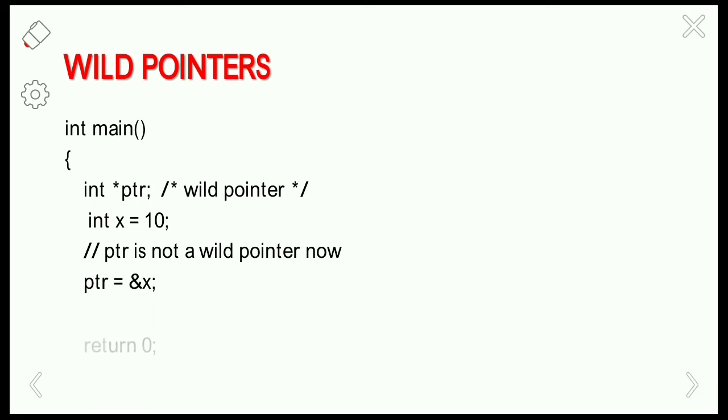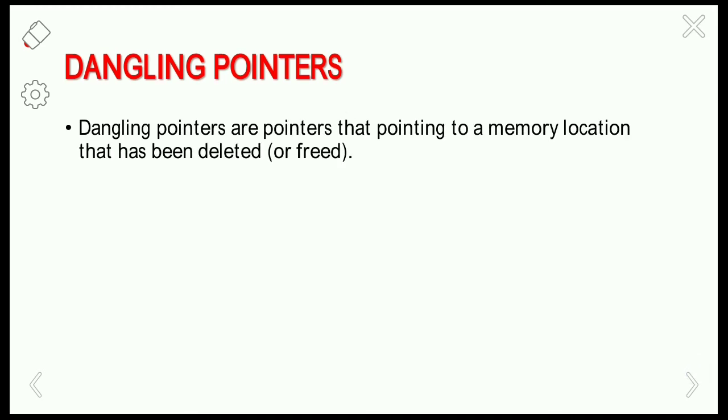So the next one is dangling pointers. In the pointers concept, dangling pointers is a very important concept. A dangling pointer is nothing but a pointer that points to a memory location which has been deleted. Normally a pointer will point to the address of a particular location. If the value at that particular address location is deleted and still the pointer is pointing to that location, it will lead to a dangling pointer.